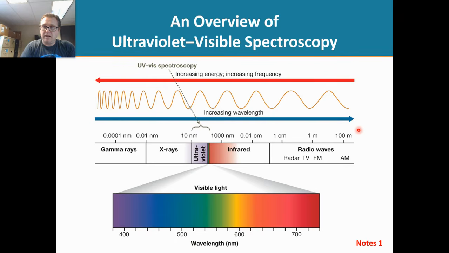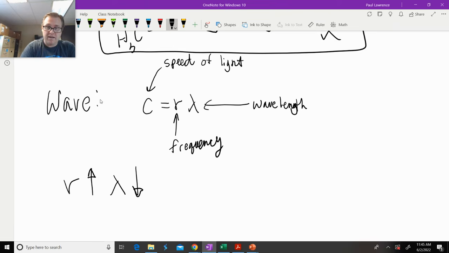Look at this. Radio waves have a big wavelength, small frequency. But as we increase the frequency, following this red arrow, what happens to the size of the waves? They get smaller. And we could say the opposite as well. If the frequency goes down, what happens to the wavelength? It's going to increase. So there's that inverse relationship.